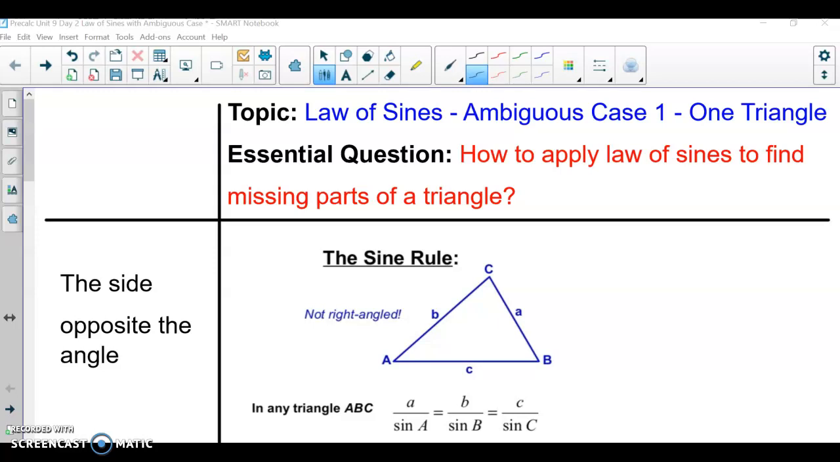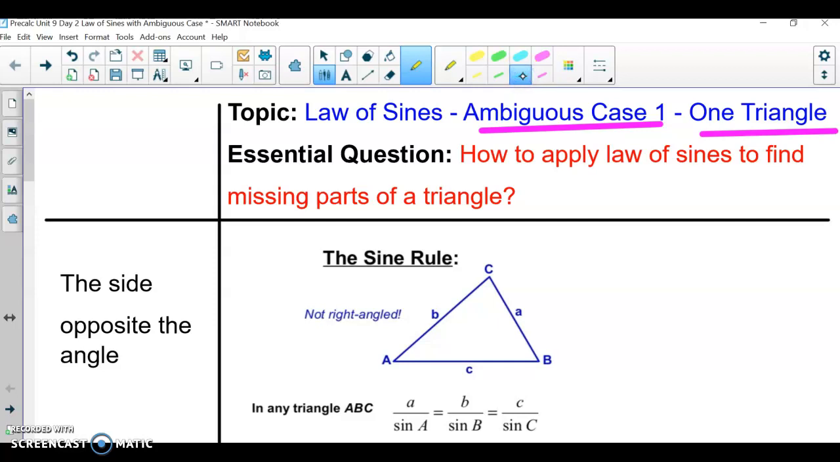Good morning, everyone. We are seeing today our first ambiguous case, case number 1. In our first ambiguous case, we're going to see when there's one triangle. Throughout this week, we're going to see 3 types of cases. The first case is when there's one triangle. Tomorrow we'll see when there's no triangle, and then on Wednesday when there's 2 triangles.